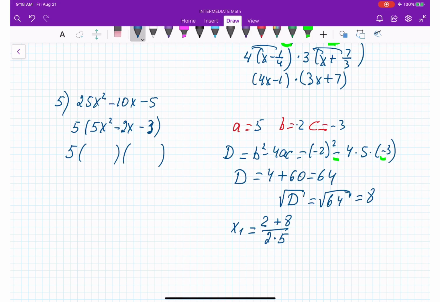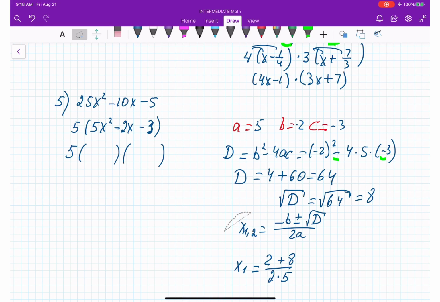Let me write down that formula here one more time. x1,2 is equal to negative b plus or minus the square root of the discriminant D, over 2a. And I have no idea why I didn't put it in red color. I'll fix it right away. And the same thing here.